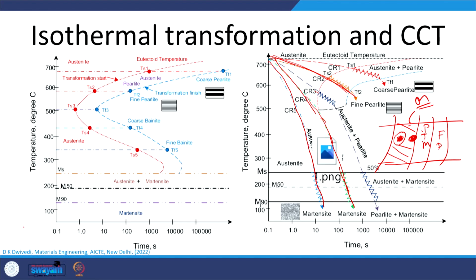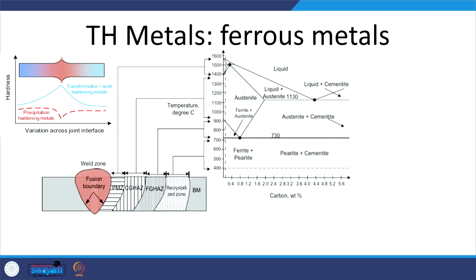So, there are three aspects: neither our peak temperature adjacent to the fusion boundary is uniform, nor our soaking time is uniform, nor our cooling rate is uniform. That is why the kind of phases that are found, the kind of microstructure which is observed, and the kind of mechanical properties which are obtained in the heat affected zone show a lot of heterogeneity and non-uniformity. So, this is about the changes that will be experienced by the ferrous metals due to the weld thermal cycle being imposed.